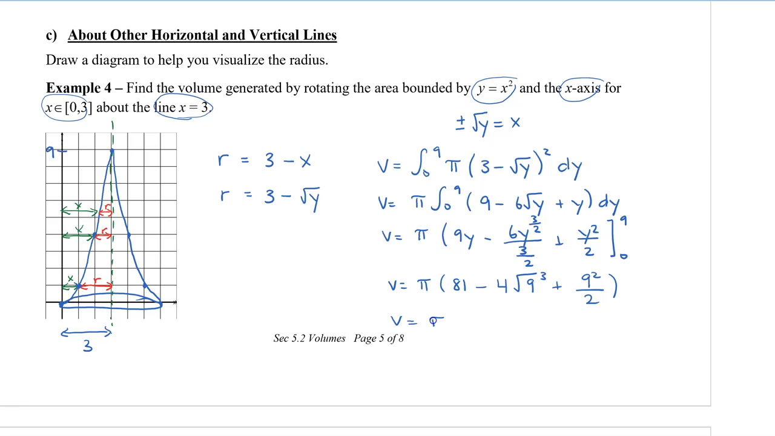So the volume is now equal to 81. So root 9 is 3 cubed, 27. 27 times 4 is 108, plus 81 over 2. Combining all of these numbers together inside, I'm going to get 27 pi over 2, which I've pre-calculated on my calculator. So this will give me 27 pi over 2 units cubed.